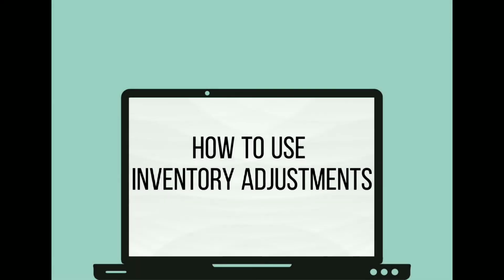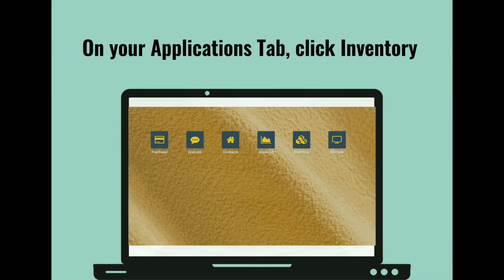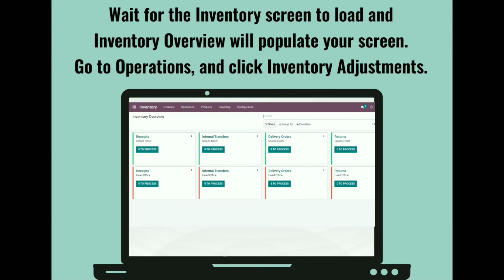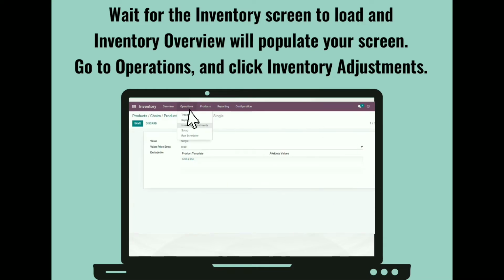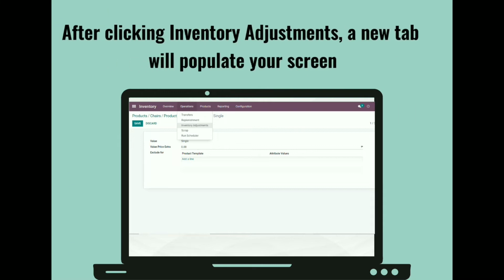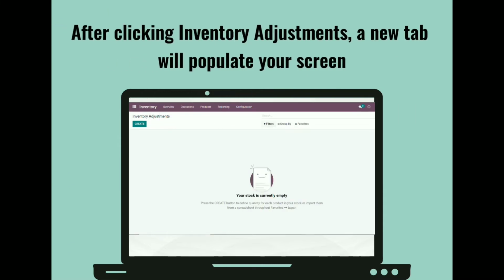To use inventory adjustments, on your Applications tab, click Inventory. Wait for the inventory screen to load and Inventory Overview will populate your screen. Go to Operations and click Inventory Adjustments. After clicking Inventory Adjustments, a new tab will populate your screen.